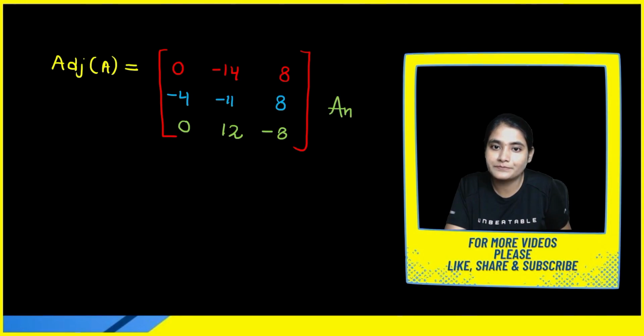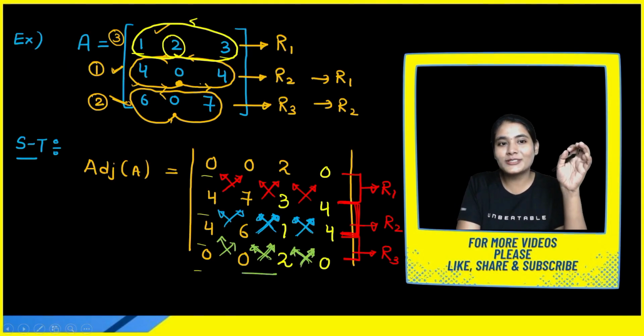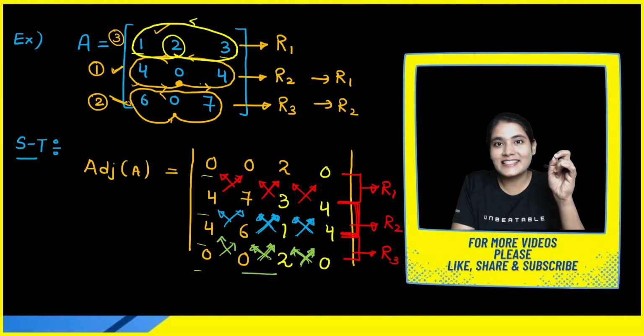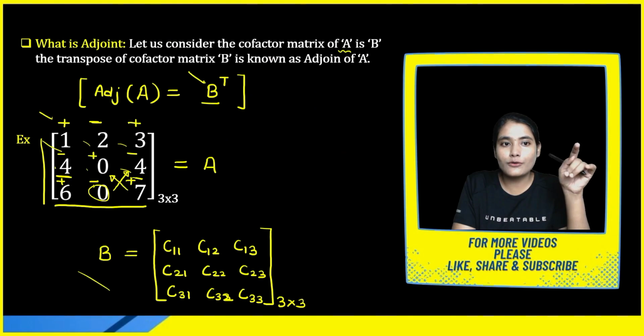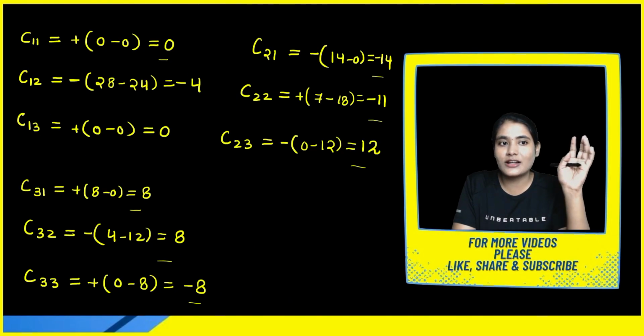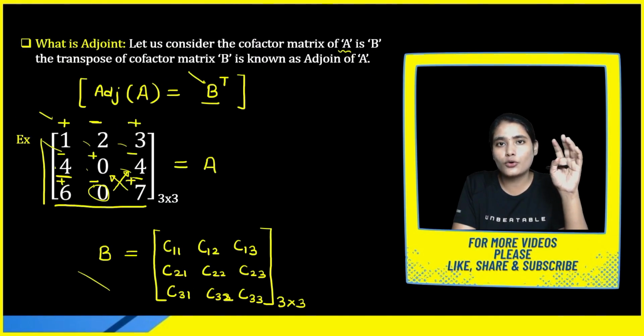This is our adjoint. So this is the short trick. Even though it is only 10 seconds of work, I am explaining, that's why I am consuming more time. If you are going to do this question alone, you will just consume 10 seconds. Okay. So we don't need to follow this conventional method because we have to find total 9 cofactors. That is very time consuming.